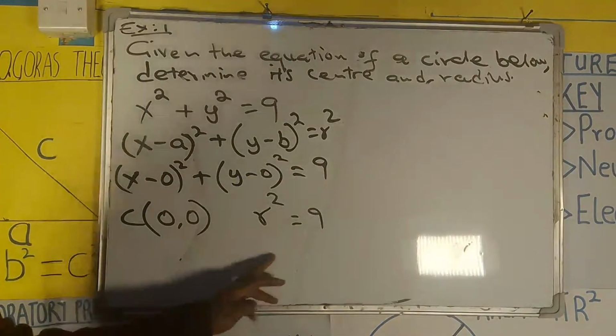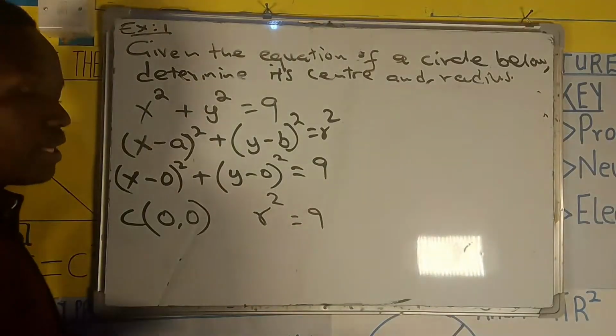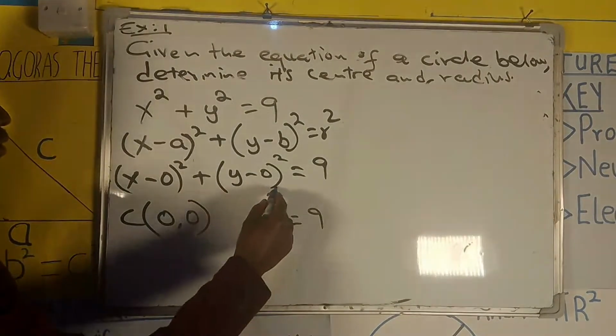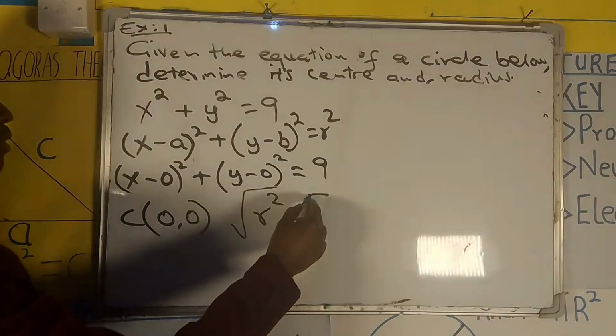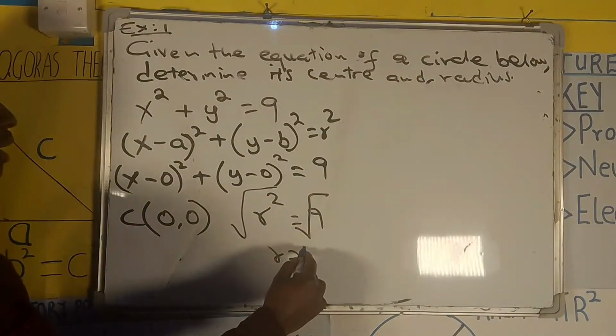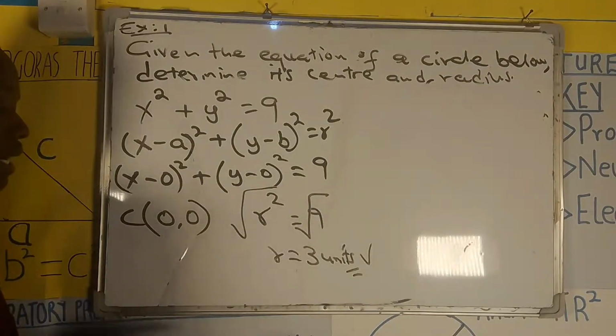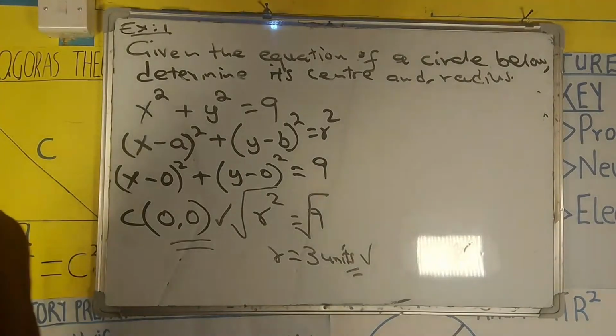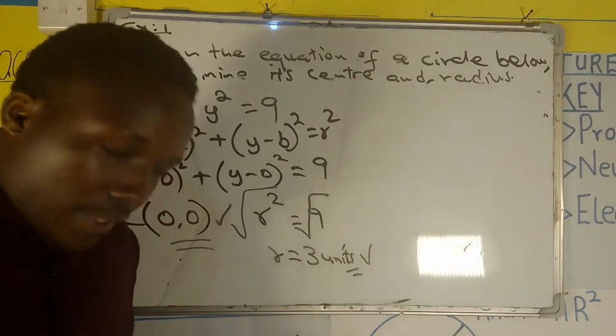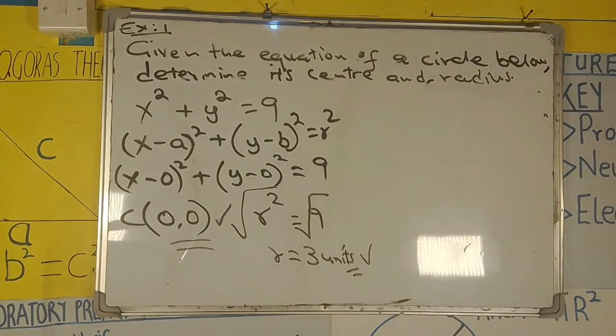So for us to get the radius, we are going to find the square root on both sides, and we will get r is equal to 3 units. Our r is 3 units. Our center is (0, 0).